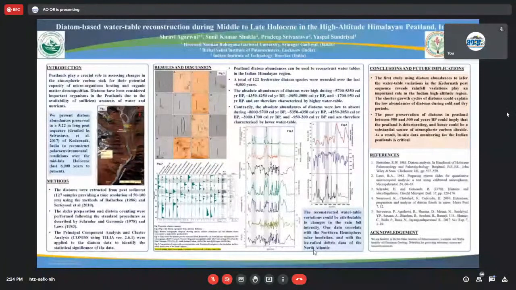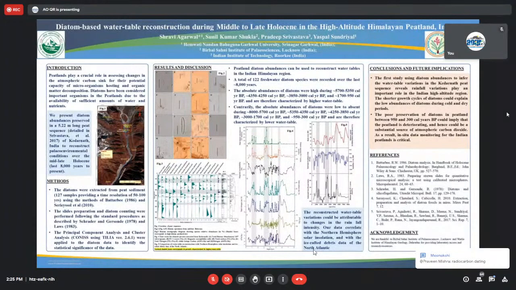Myself, Shravi Agarwal, is here to present a study based on diatoms for water table reconstruction during the middle to late Holocene in a high altitude Himalayan peatland. Peatlands play a crucial role in assessing both short-term and long-term changes in the atmospheric carbon sink due to their potential capacity of microorganism hosting and organic matter decomposition.